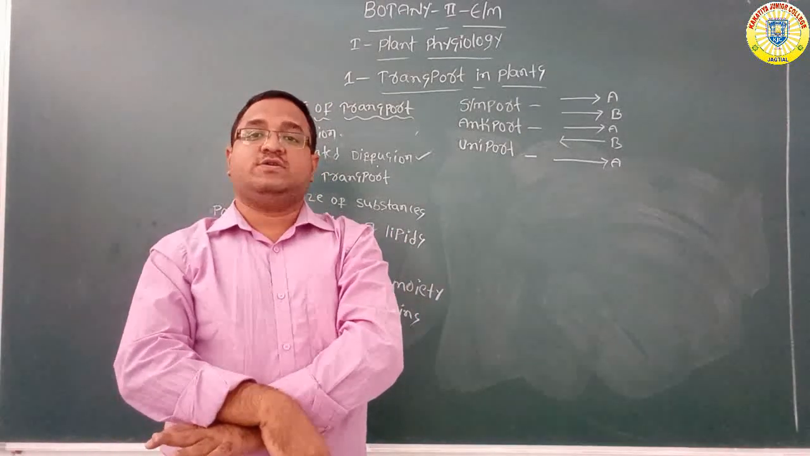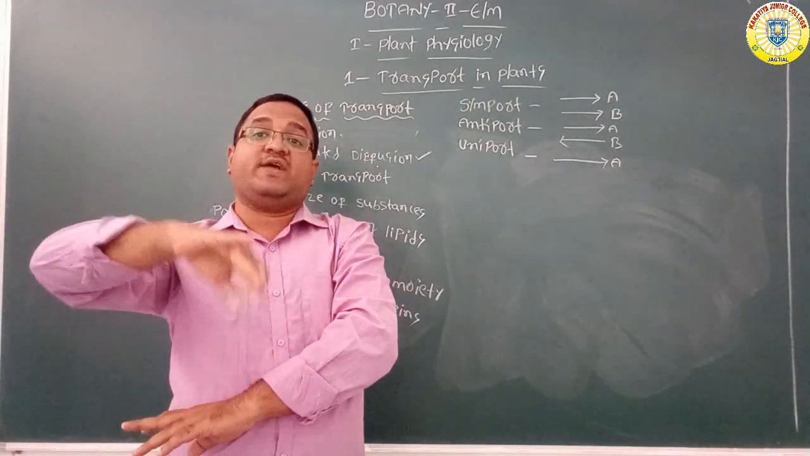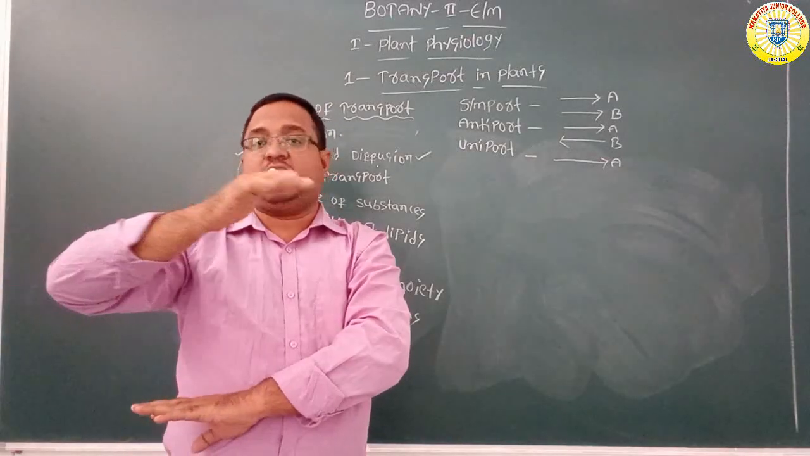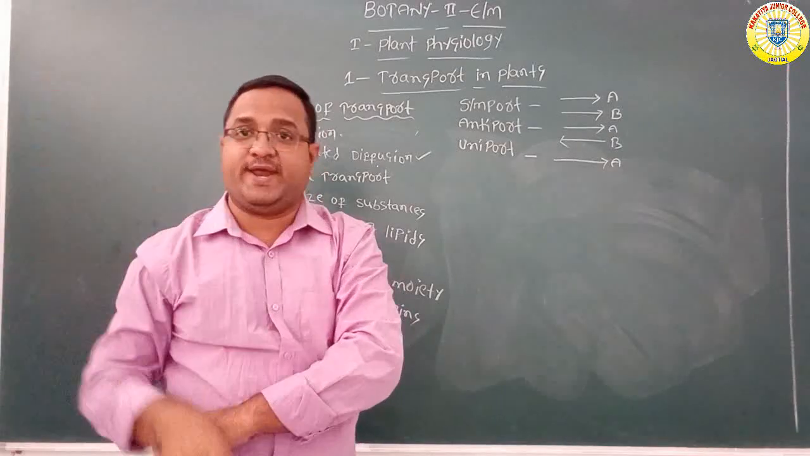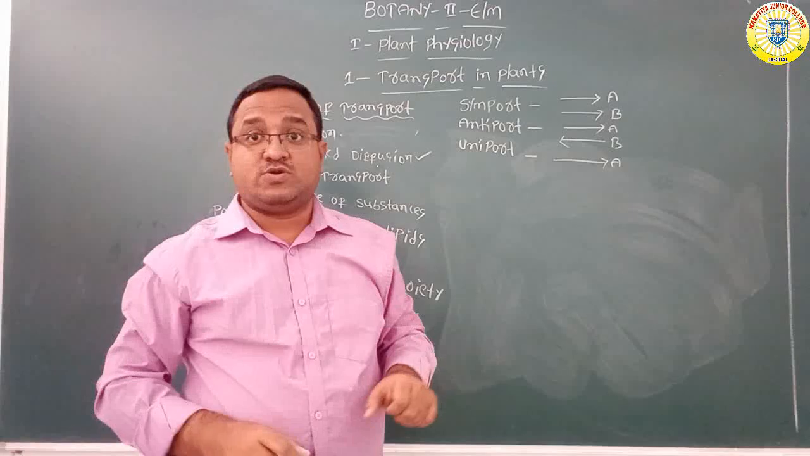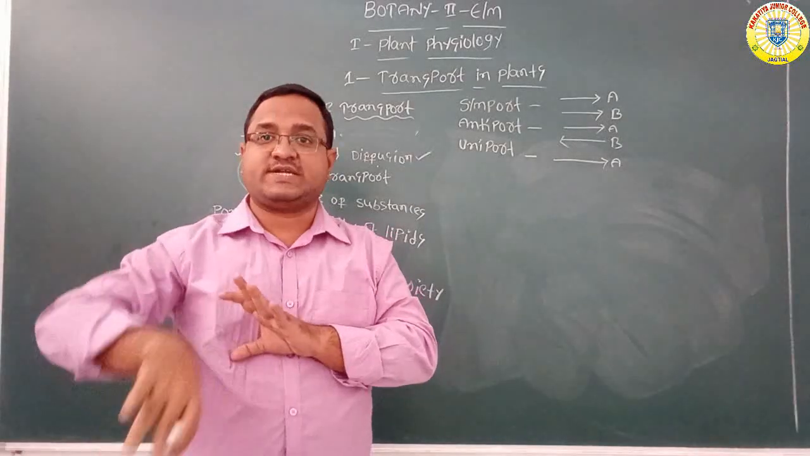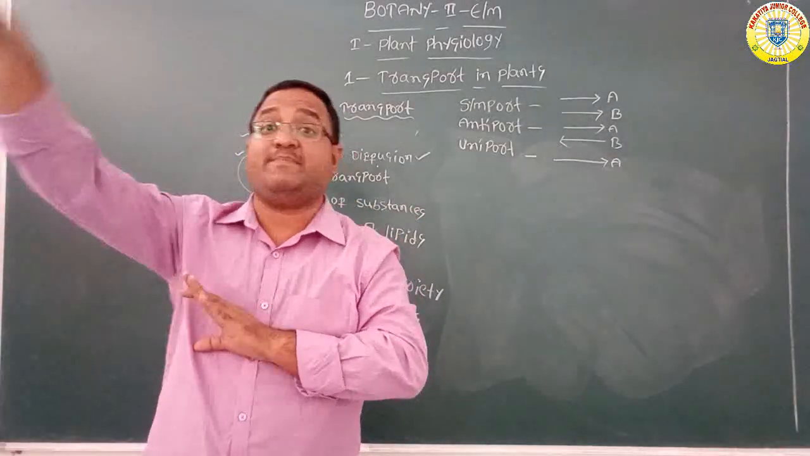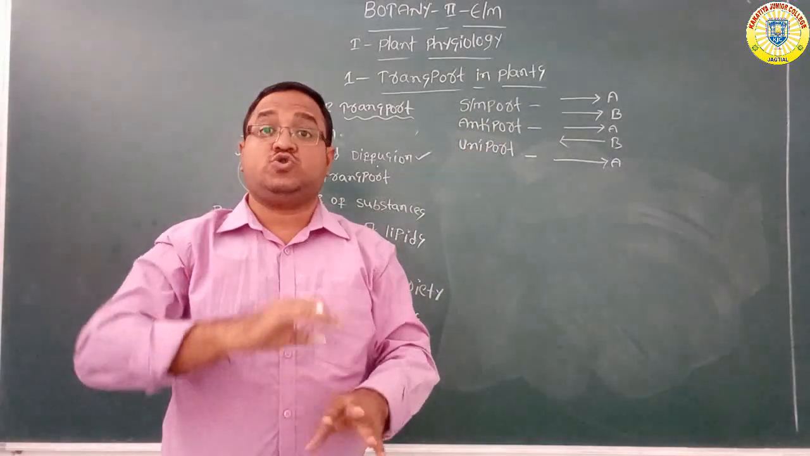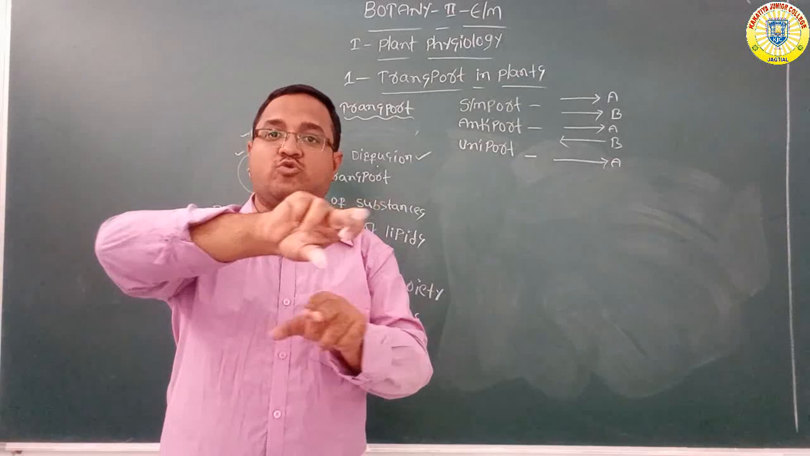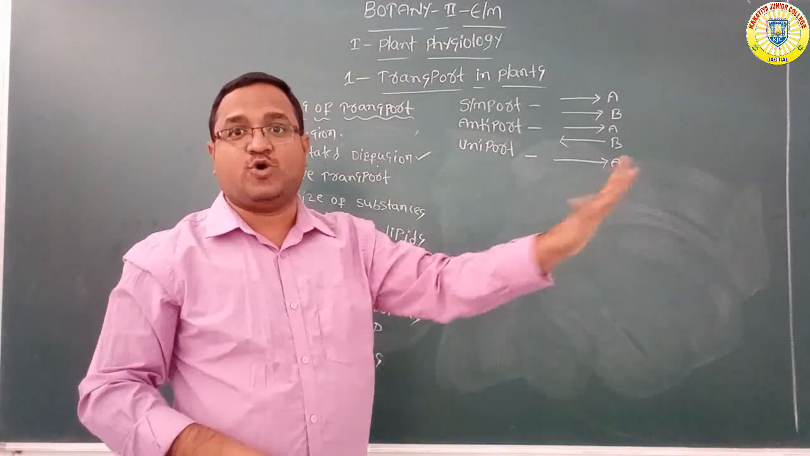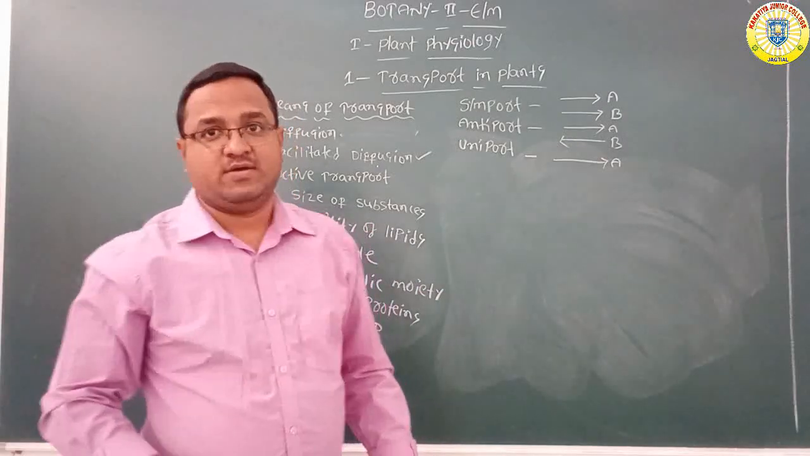So in uniport, there is no dependence on other molecules. Without depending on other molecules, the molecules are transported through the membrane. That is uniport. Symport means two types of molecules are transported through the membrane in the same direction. What is antiport? In antiport, two types of molecules move through the membrane in different, opposite directions. That is called antiport. Anti means opposite.